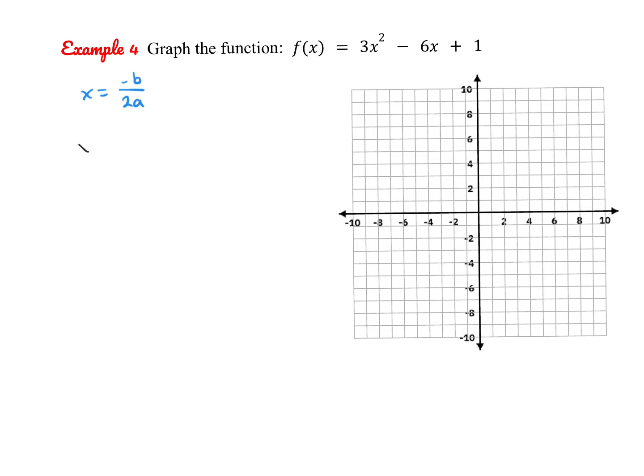-b/2a. So I have negative, and I can see that my b value is also negative. And then I have divided by 2 times 3. So x is going to be +6/6. So the x value of our vertex is 1. And then we're going to simply plug that into our function to determine the y value of our vertex.